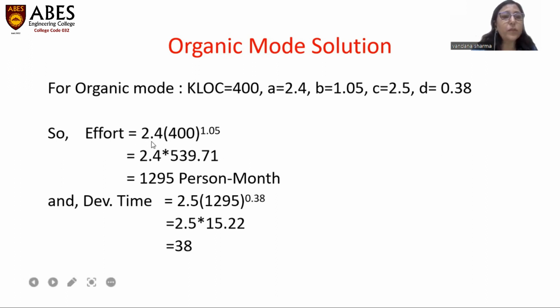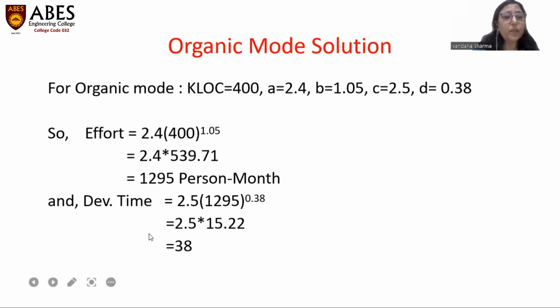So effort equals 2.4 multiplied by 400 KLOC raised to the power 1.05. After calculating this value, we have achieved 1295 person-months. So this much effort is required for this project.